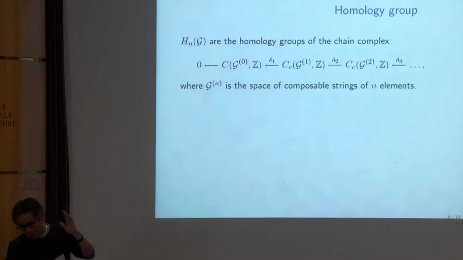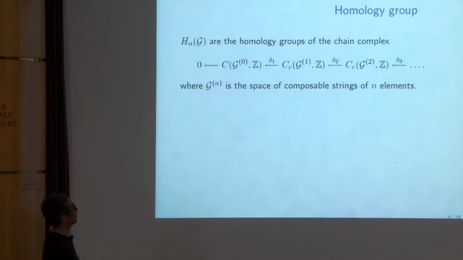Okay, so now I have explained the isomorphism theorem. And next, I have to introduce the homology groups of groupoids. And again, I don't give you a precise definition, but this is the homology groups of this chain complex, where here G0 is the unit space, and G1 is nothing but G itself.